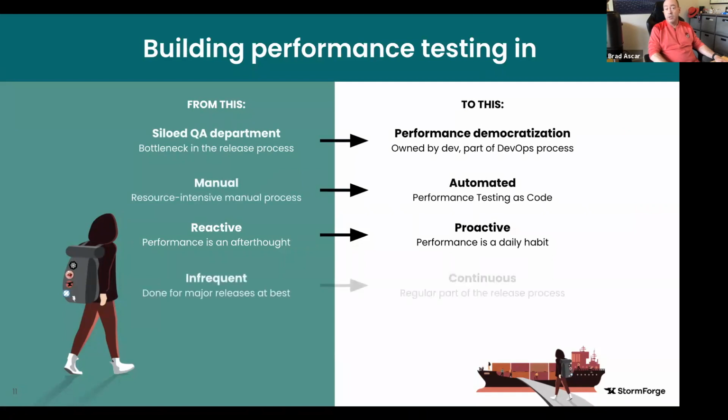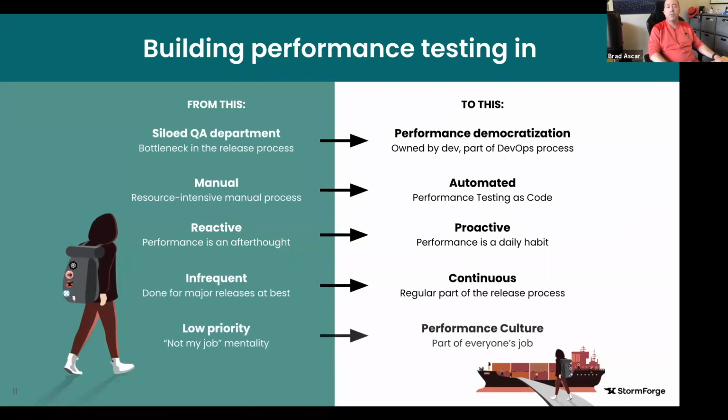From a performance standpoint, you want to be able to move from the column on the left to what's on the right. That's the move to really becoming more proactive in what you're doing. So we want to go from being siloed to actually having performance as part of each team's work. Go from manual to automated, from reactive to proactive, from infrequent to continuous, and from a low or later priority to actually just being part of it. In the same way that DevSecOps is making sure that everybody knows that security is part of their job, we want performance to be part of that as well, because it has huge impact on your application.